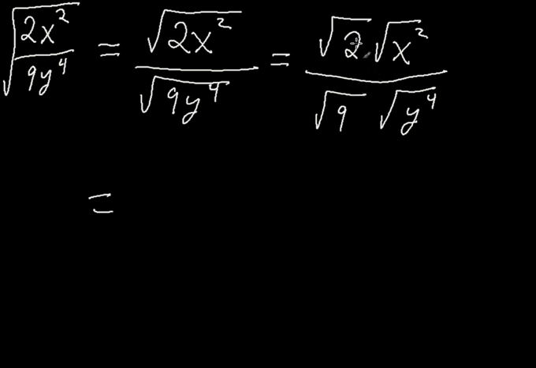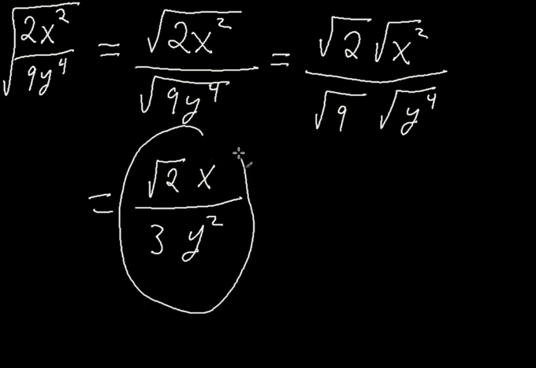Now, the square root of 2 is the square root of 2. There's not much to be done there, but the square root of x squared is x. So this is going to be square root 2 times x, with x outside the square root. The square root of 9 is 3 because 3 times 3 is 9. And the square root of y to the fourth would be y squared because y squared times y squared is y to the fourth. So this, as ugly as it is, would be the final answer. So this is the final answer that I would put in.